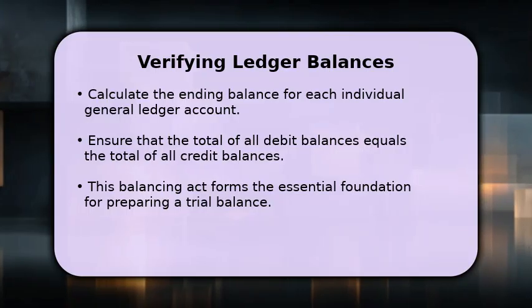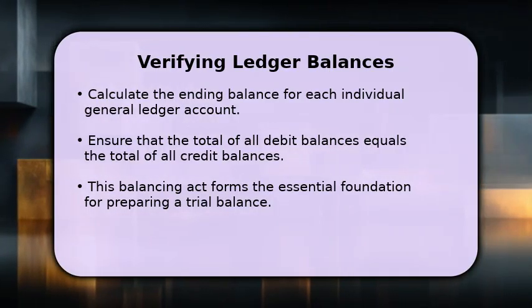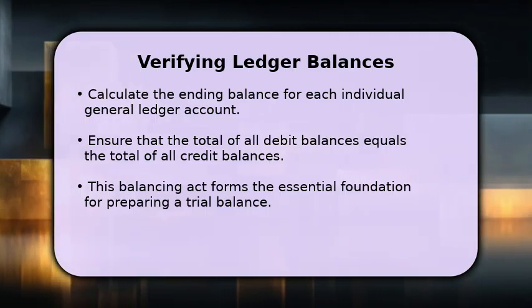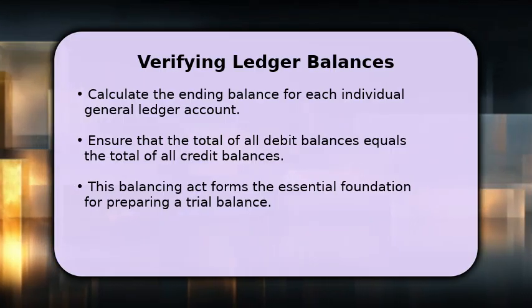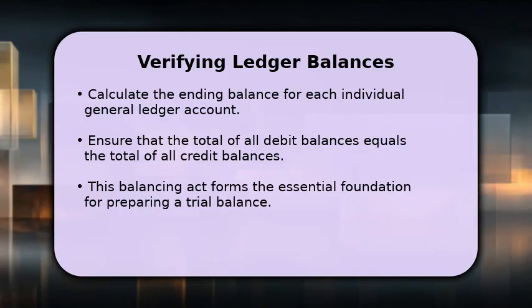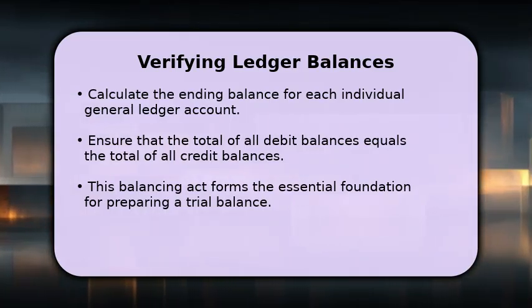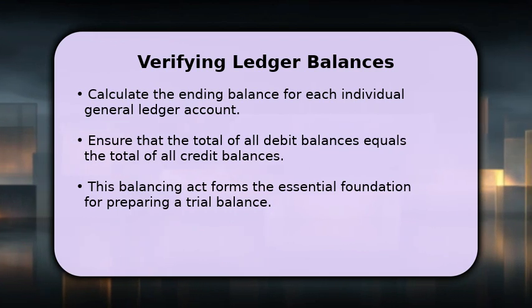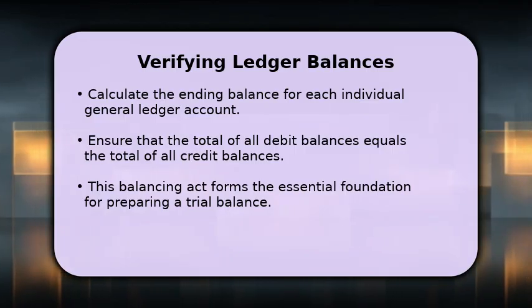After posting all entries, the next crucial step is to calculate the balance for each general ledger account. This involves summing up all debits and credits within each account. Once you have all individual account balances, you must verify that the grand total of all debit balances across the entire ledger precisely equals the grand total of all credit balances. This reconciliation is vital for accuracy and preparing your trial balance.